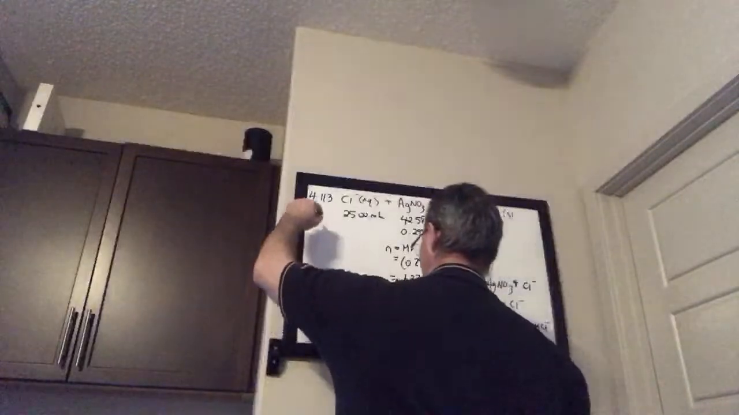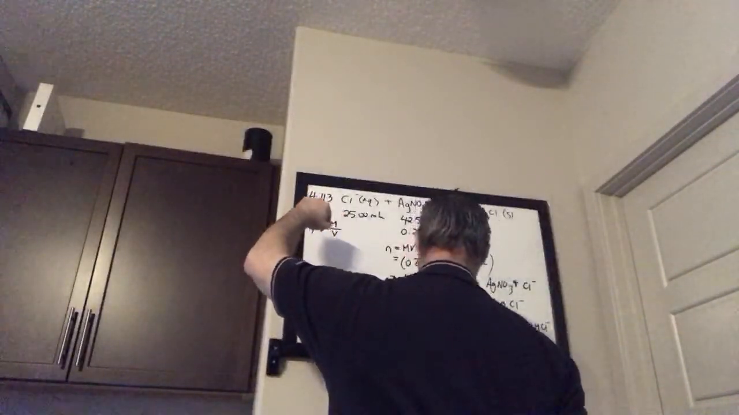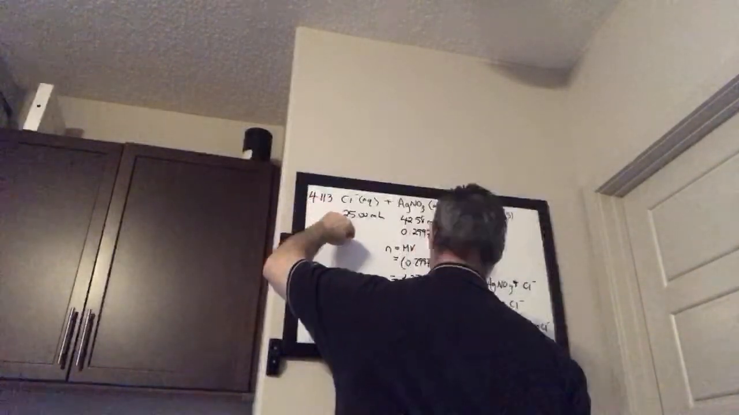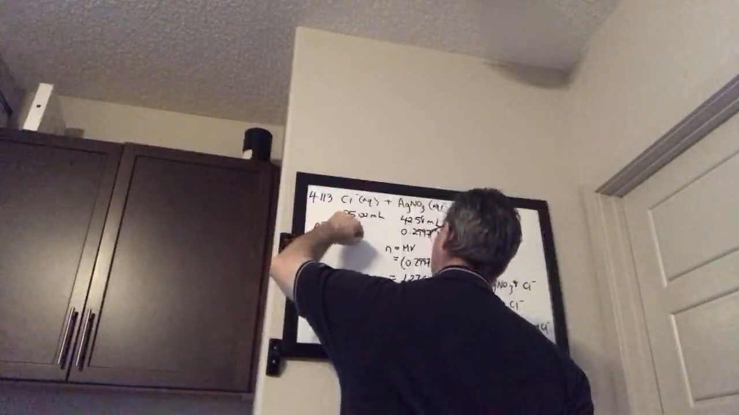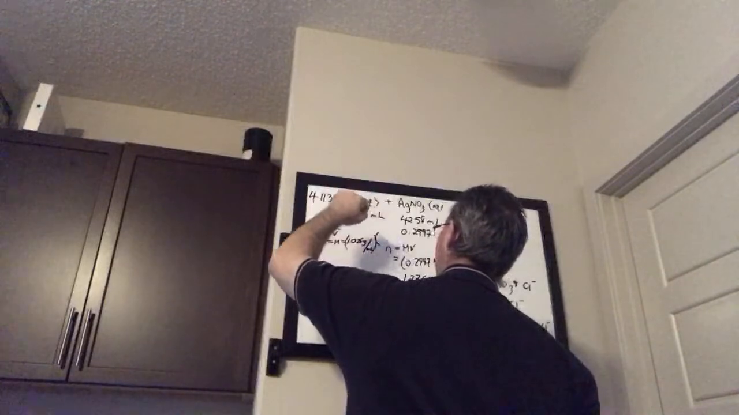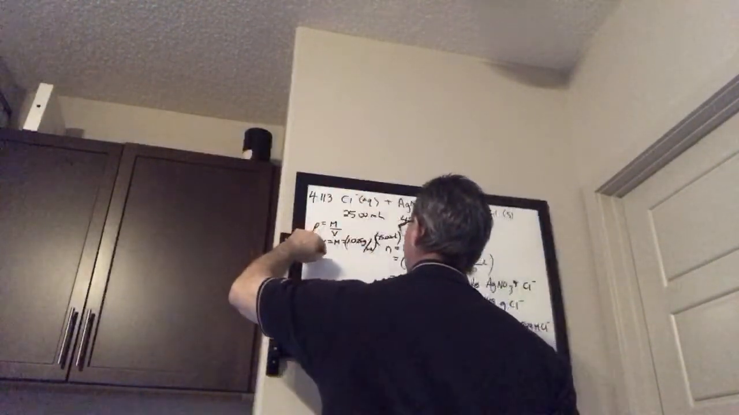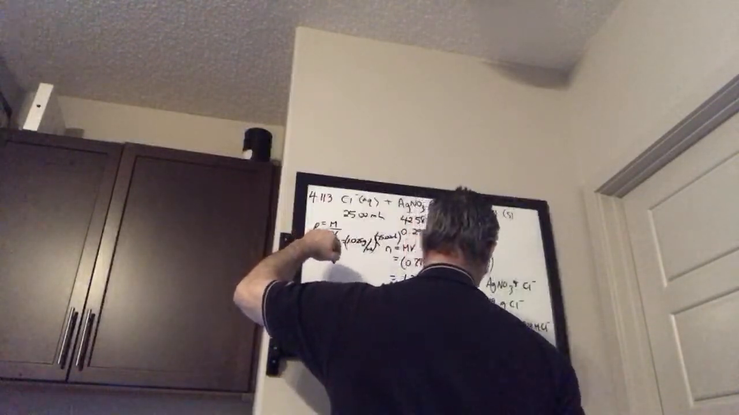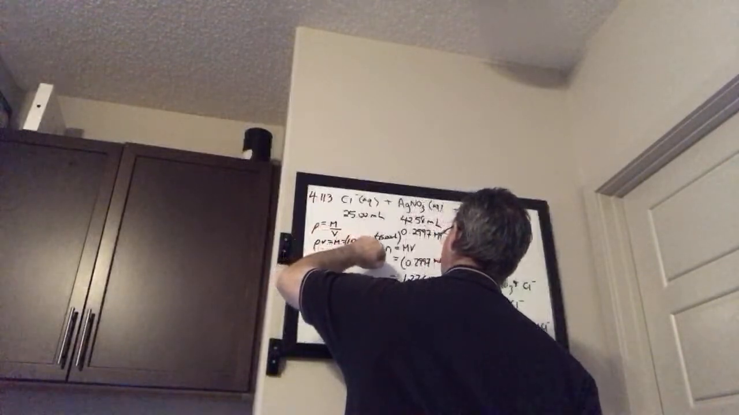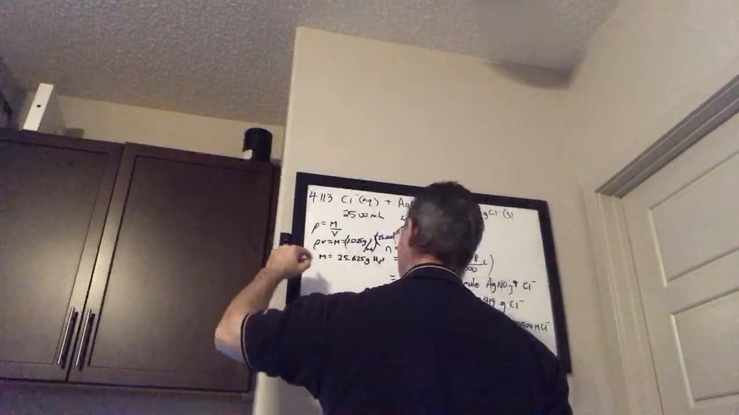Well, let's find out the mass of the water. Since density equals mass over volume, and therefore density times volume equals mass, we've got a density of 1.025 grams per milliliter for the water and 25 milliliters. So that works out to a mass of 25.625 grams of water.